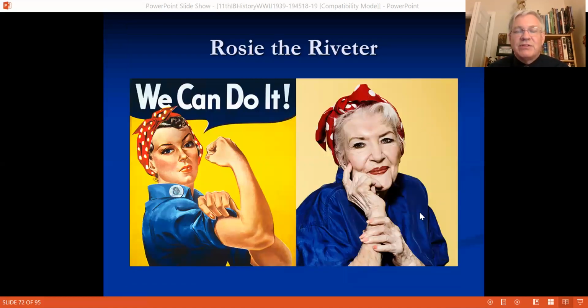There's the original Rosie the Riveter. That's from many years later. If you've seen this iconic picture, We Can Do It. The women were encouraged to go into the factories, needed to work. 475,000 working in aircraft factories and other kinds of factories. That's where you get the Rosie the Riveter. Yeah, we can do it. And very, very critical to the American war effort.